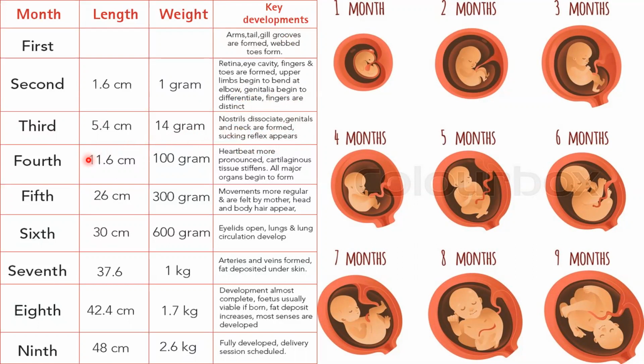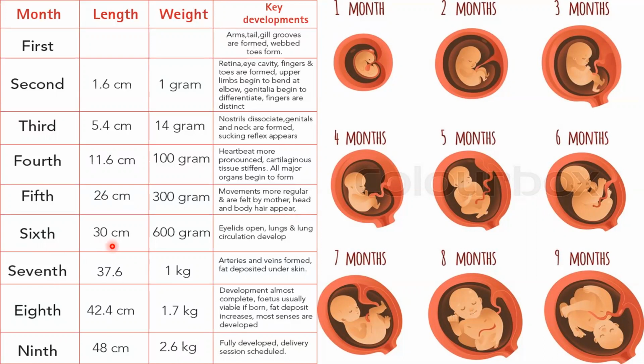After this, the embryo will be known as a fetus. Till the third month, it is known as an embryo, then it will be known as a fetus. Fetus means small human. So in the fourth month, it will appear like a small human. Its length will be 11.6 centimeter. Weight will be 100 grams. Heartbeat will be more pronounced. Cartilaginous tissues will stiffen, and major organs will be formed. In the fifth month, length will be 26 centimeter, weight will be around 300 grams. The movements will be more regular, and now the mother will be able to feel the movements. At this time, head and body hair will appear.